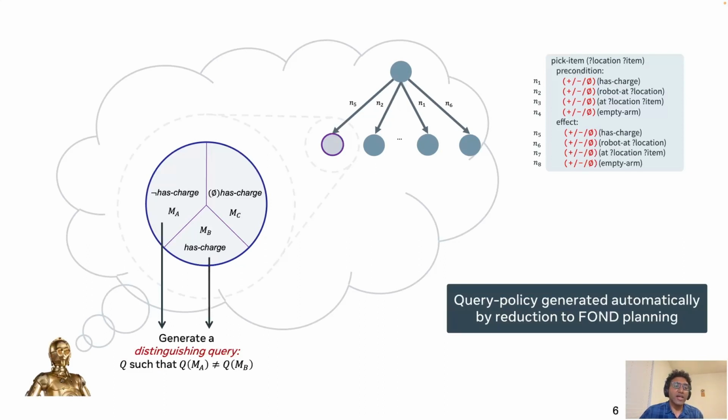Meaning, if we ask this query to an agent initialized with MA and to another agent initialized with MB, the answers of both these agents will not match. We'll shortly see what we mean by the query and answers. But what we do is we reduce the query generation to a FOND planning problem.